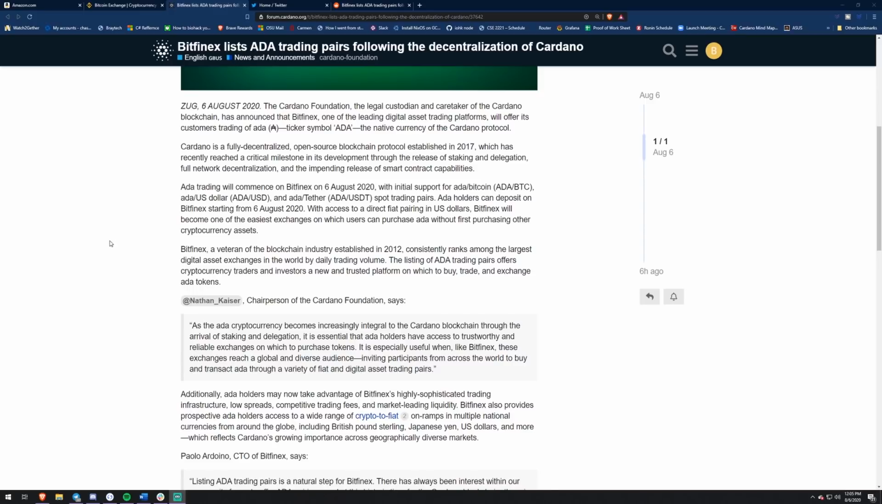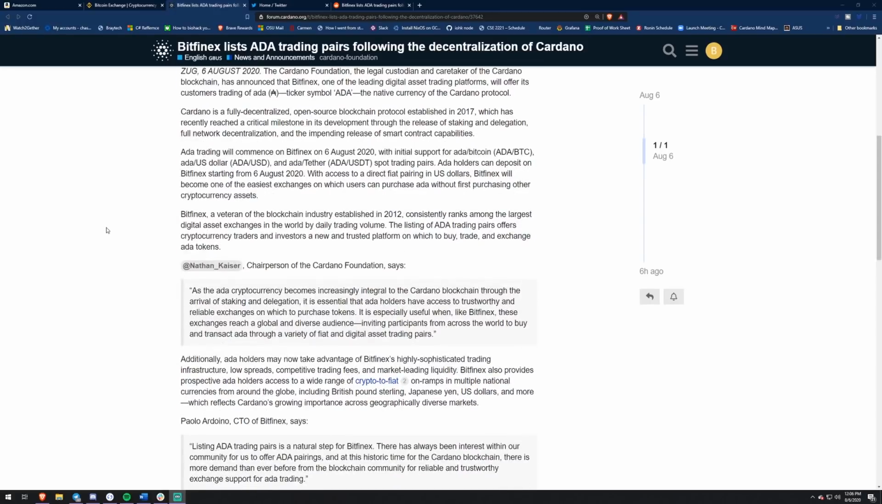Bitfinex will become one of the easiest exchanges on which users can purchase ADA without first purchasing other cryptocurrency assets, which is nice. It's good to have another exchange that allows us to buy ADA directly with USD and probably other currencies as well. A lot more exchanges are actually allowing this now. You can buy ADA with USD, which is awesome.